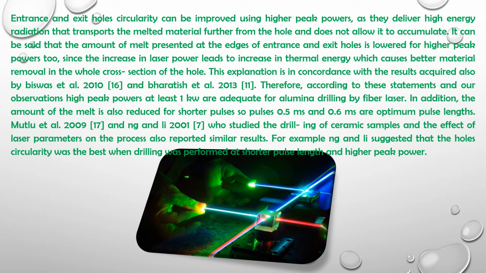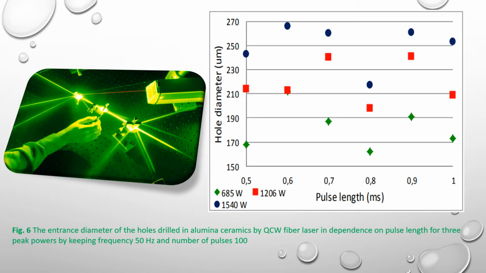In addition, the amount of melt is reduced for shorter pulses. So pulse lengths of 0.5 ms and 0.6 ms are the optimum. For example, Ng and Li suggested that the hole circularity was the best when drilling was performed at shorter pulse length and high peak power.